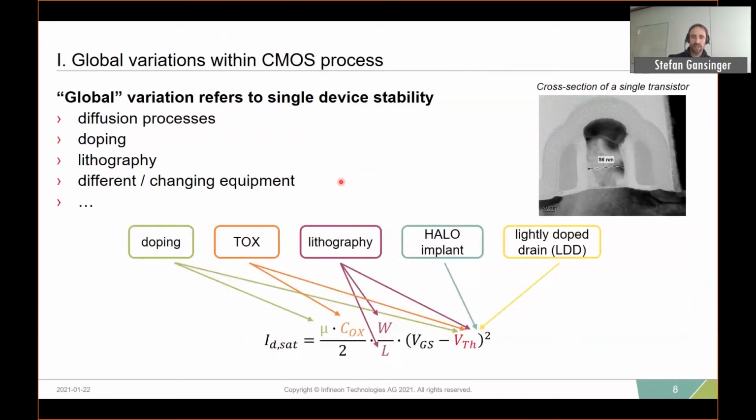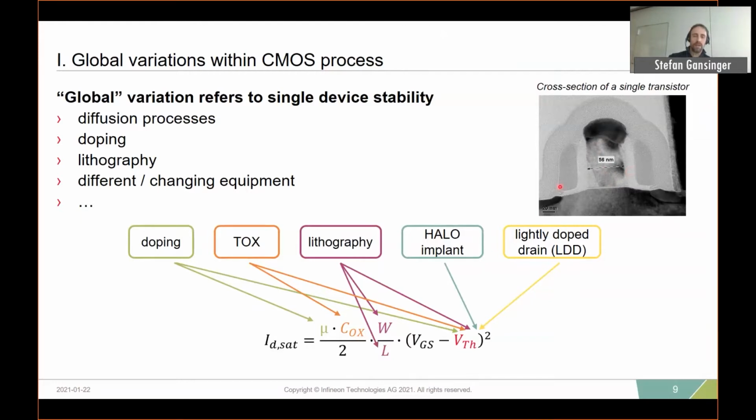I tried to find a cross-section of a single transistor, and I put it on the slides. It's on the upper right. If you look at this picture, you clearly see that this doesn't look as nice as we would expect from a simplified textbook. It's somehow wobbly. There are no real straight lines. And by seeing this, it should already be clear that controlling this structure is not an easy task. So we will see a lot of variations within such a single device.